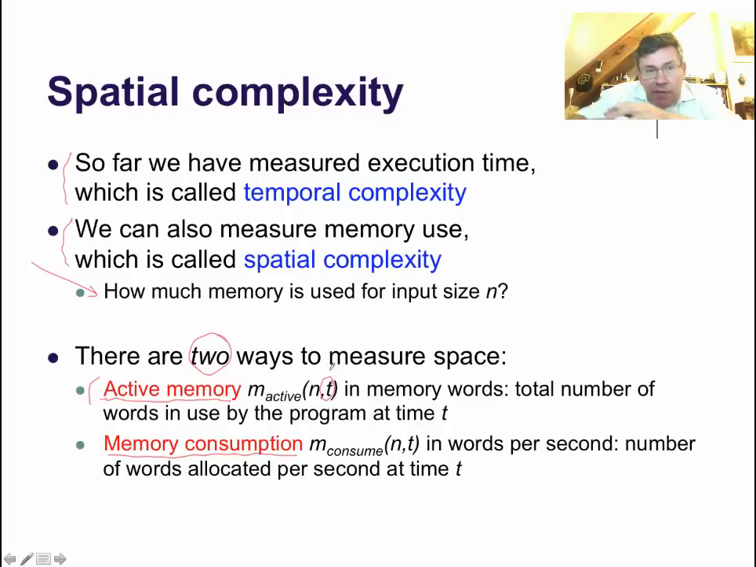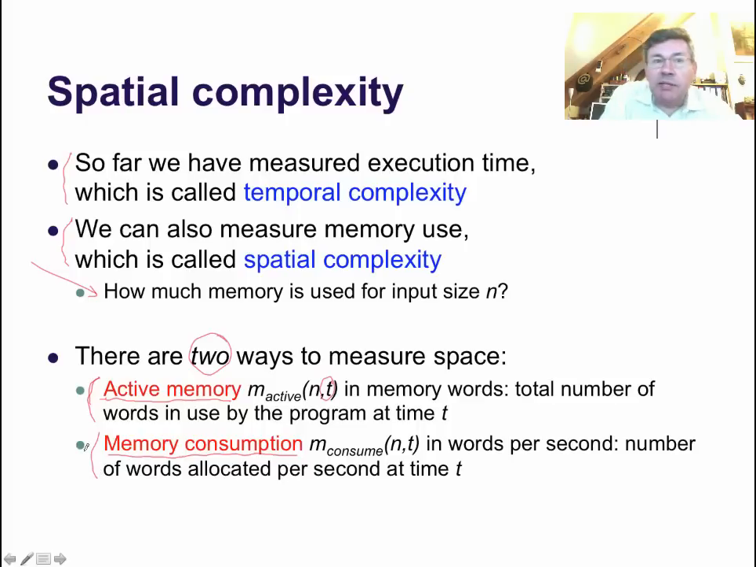And instead of giving the worst value, the maximum value over the whole execution, it's usually much more interesting to have a function, because sometimes the program needs more memory and other times it will need less. So that's the active memory.